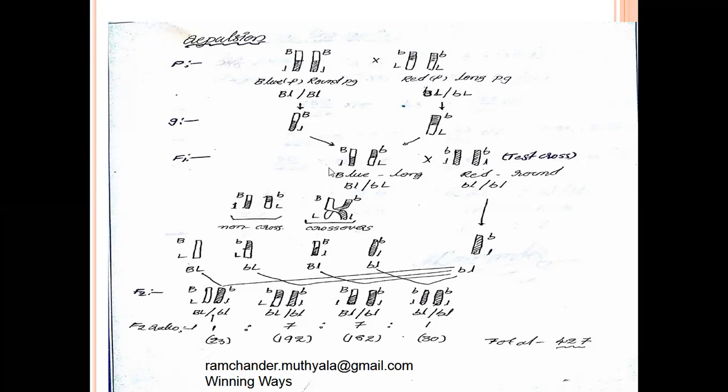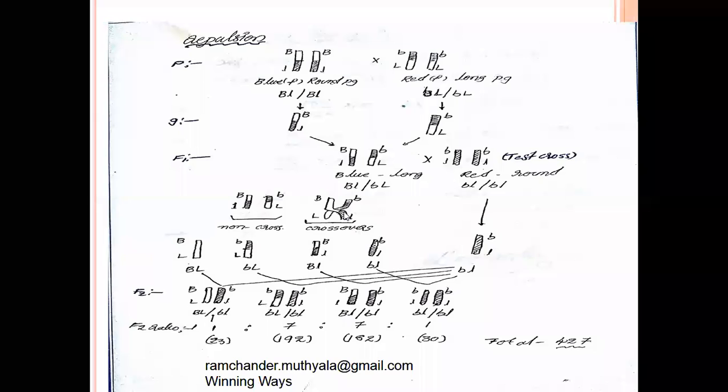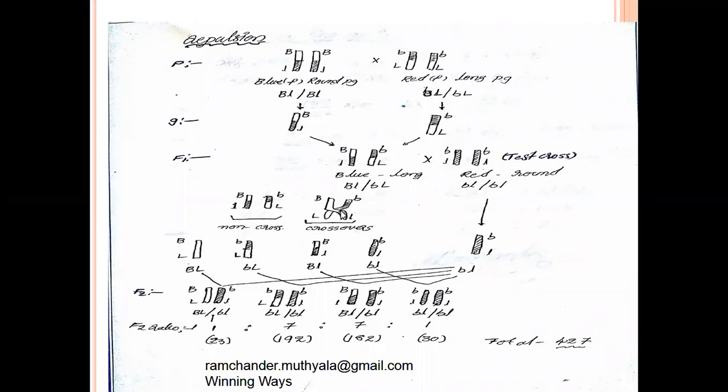During the test cross, the heterozygous F1 plant produces four types of gametes. Of these four types of gametes, two types are non-crossovers, similar to the parental generations, and two gametes are developed by crossing over.